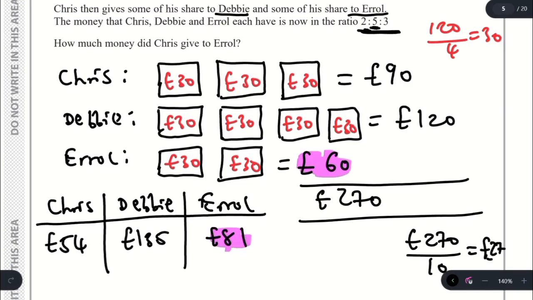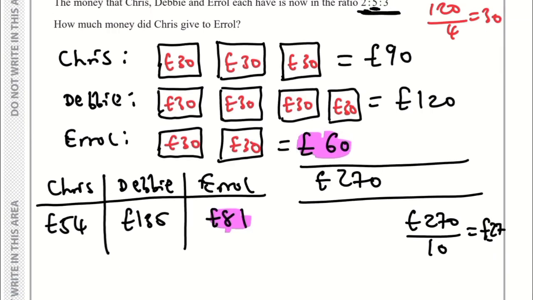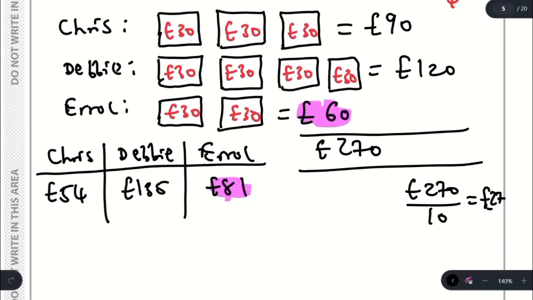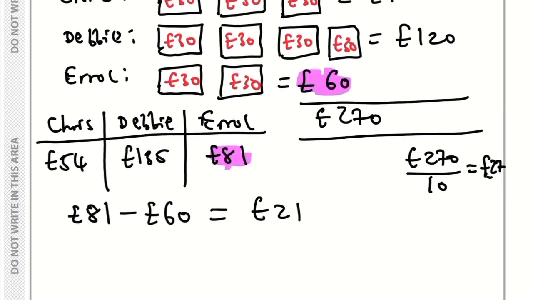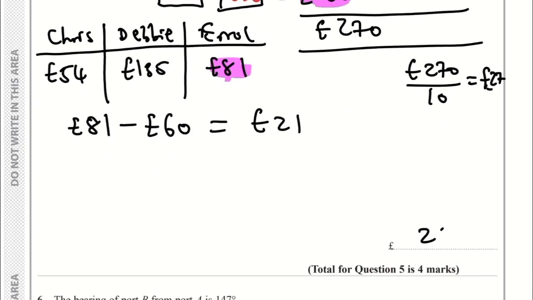So for us to get how much Chris gave to Errol, I'm going to do 81, which is the amount that Errol had now, minus the amount that Errol had before. So 81 minus 60, that's going to be what? 21. So which means Chris gave Errol 21 pounds. Chris gave Errol 21 pounds, and that is it.